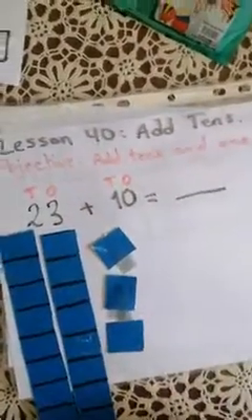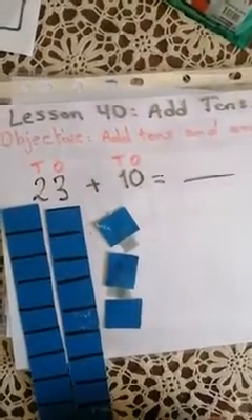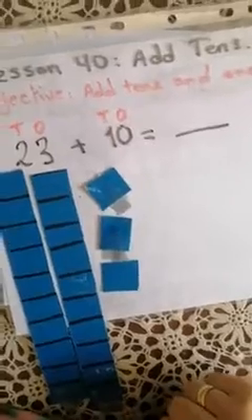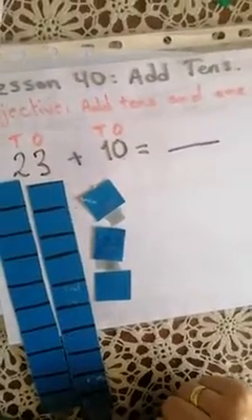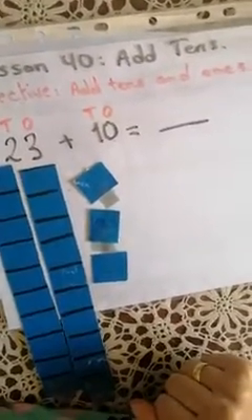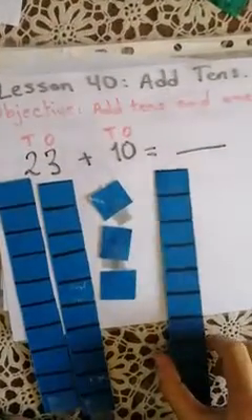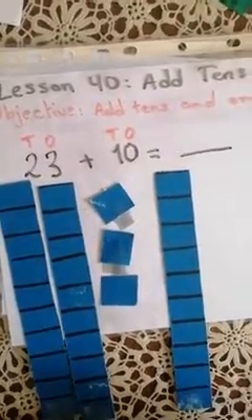Okay, now let's move to the number 10. How many ones? 0 ones. So we don't need any squares. Now let's move to the tens. How many tens in 10? 1 ten. So I will put here the tens strip.